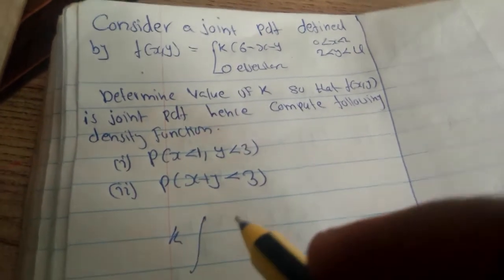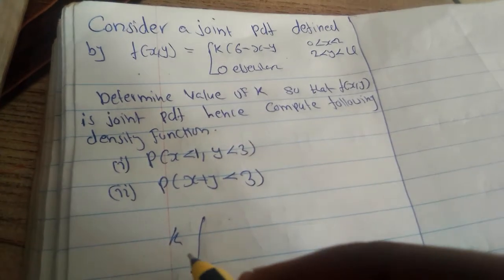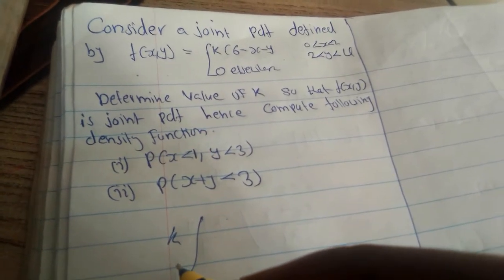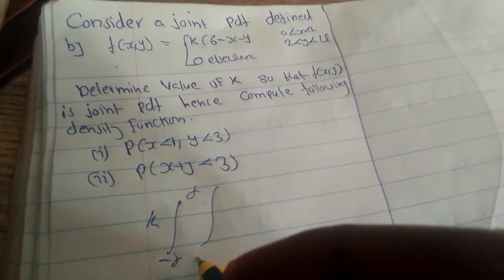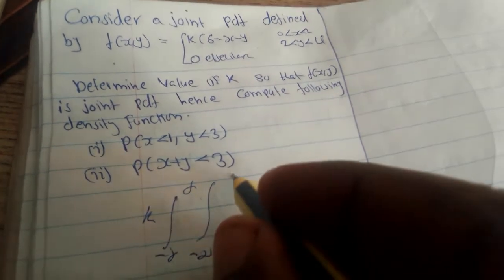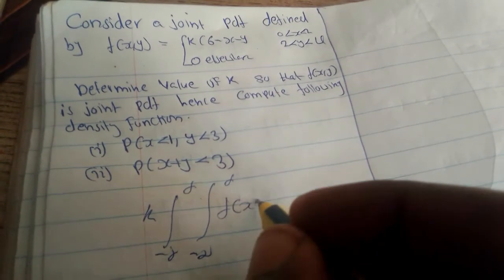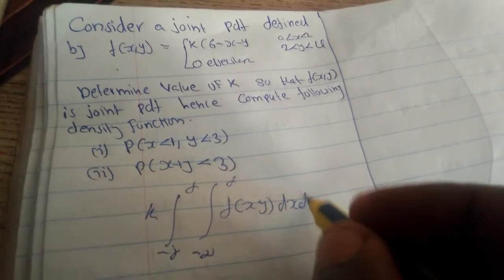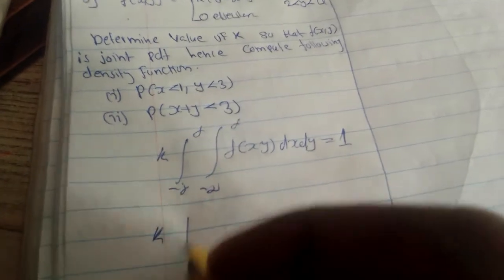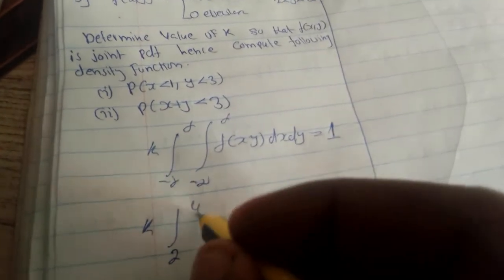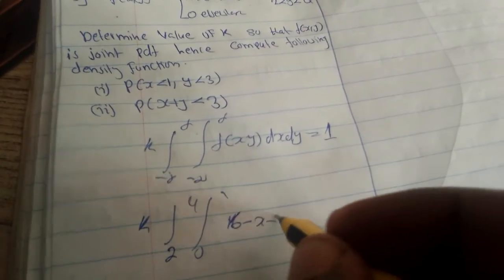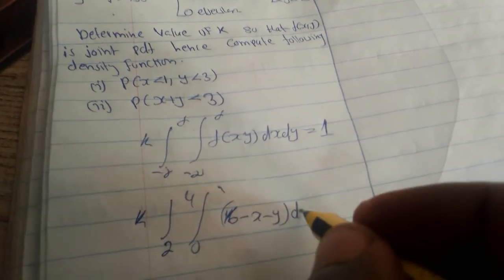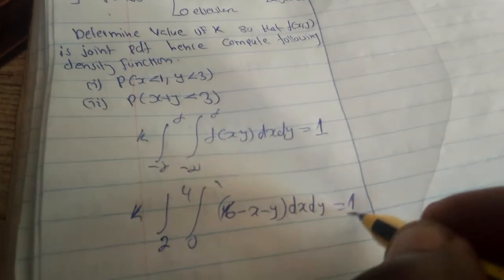k times the integral from negative infinity to infinity, from negative infinity to infinity, dx dy should be equal to 1. So that means k, from 2 to 4, 0 to 2, 6 minus x minus y, dx dy should be equal to 1.